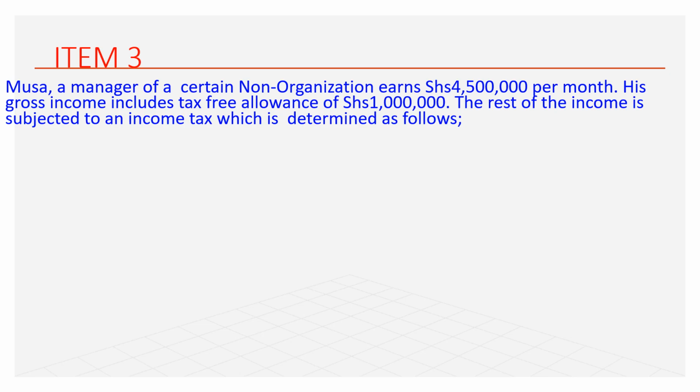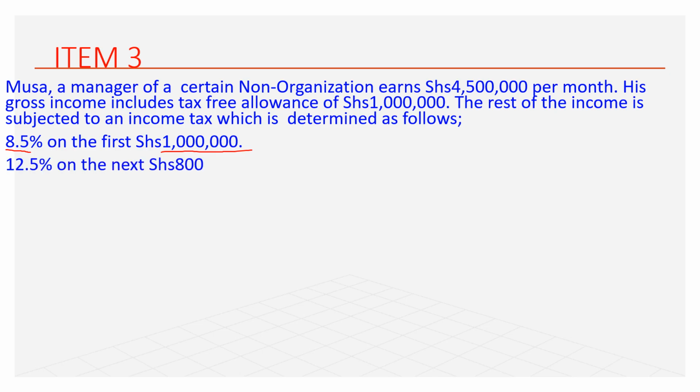So in most cases, however, when it comes to some of these cash allowances, you can still receive the cash. The rest of the income is subjected to income tax, which is determined as follows. So the structure is here: 8.5% of the first 1 million. From this, of course, we need to get the taxable income, the gross minus the allowance. The first 1 million of that taxable income is subjected to 8.5% tax.